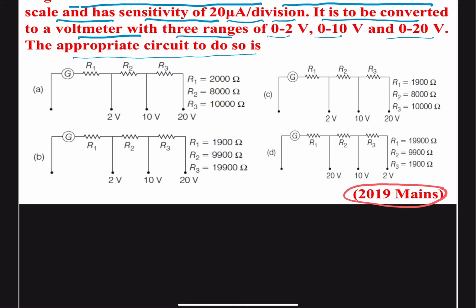So in this case, we have to find out, if it is in the range of, suppose, 2 volt, then what will be the value of the series resistance, because now this will be our complete circuit. The second part, let us suppose we have to convert into the range of 10 volt, then this will be our entire circuit, and similarly it goes for the 20 volt.